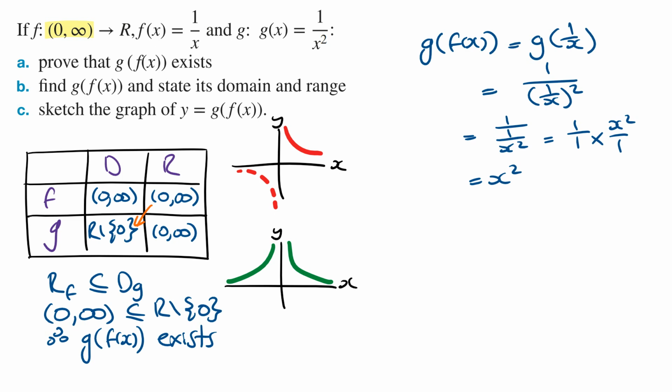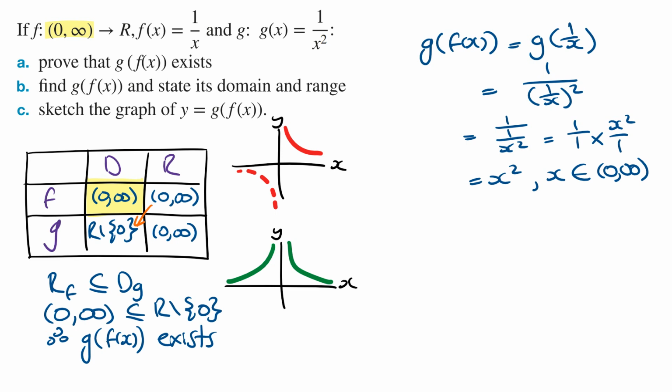The domain of this composite function is going to be the domain of the inner function, which is going to be from 0 to infinity. And so the domain is going to be from 0 to infinity, where 0 is not included. To find the range, we need to sketch the graph of g(f(x)). This will also answer part C of this question.